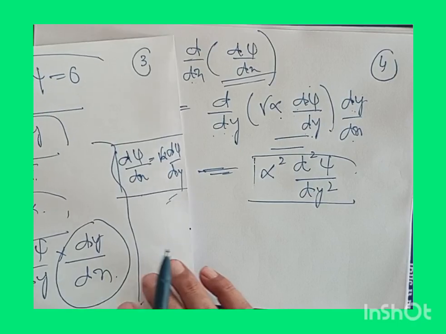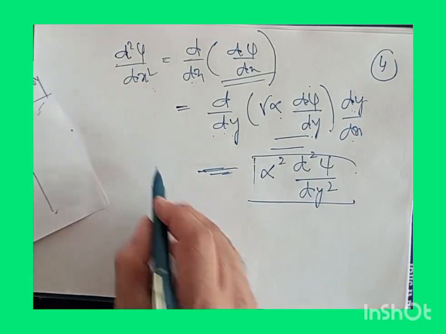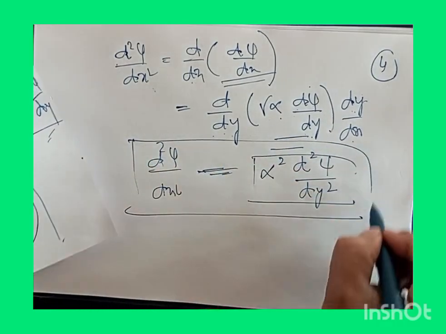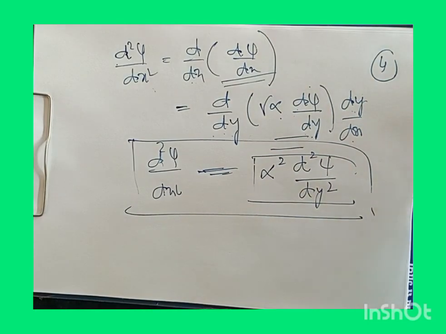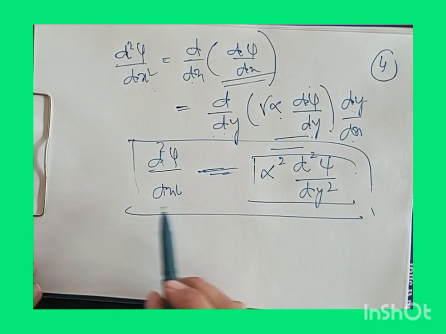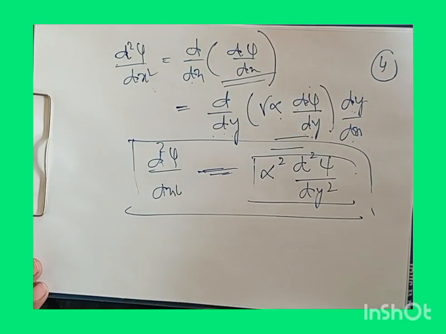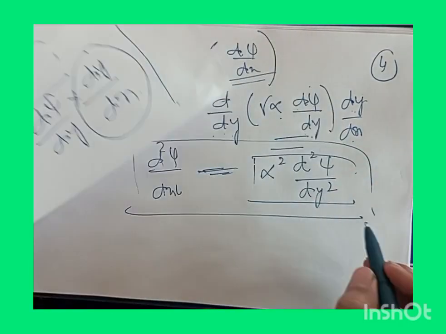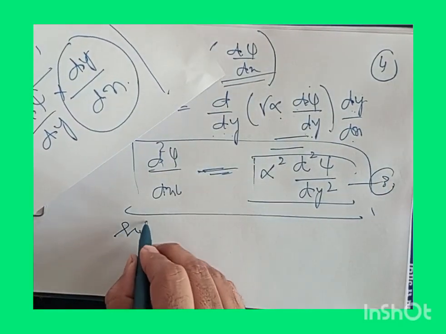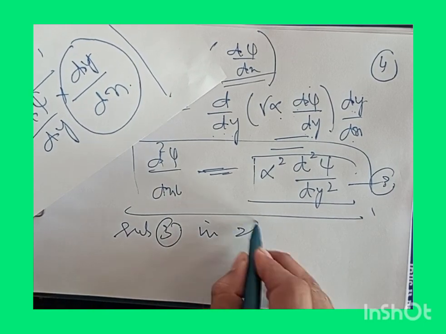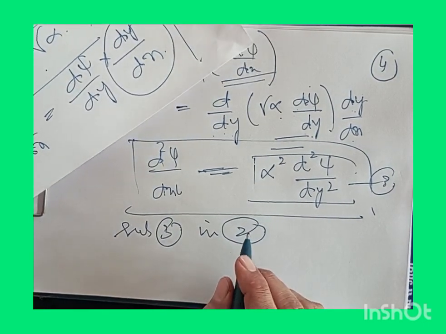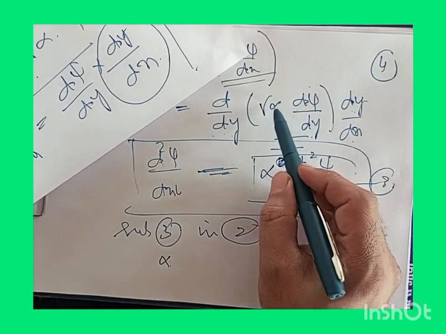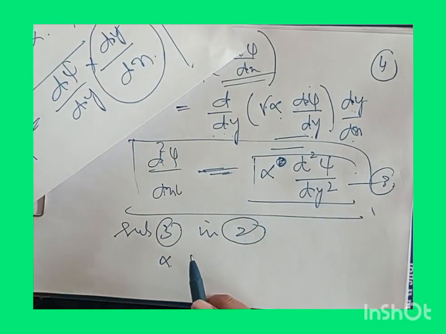Yeah, that's correct. Okay, so now we have d2 psi by dx2. Now, if we substitute this double derivative of psi with respect to x in the original equation that we have, I would like to call this 2, and I would like to call this 3. So substituting 3 in 2, what are we going to get? We are going to get alpha. It is not square, it has to be alpha. It's under root alpha into under root alpha. This is going to give me alpha only.